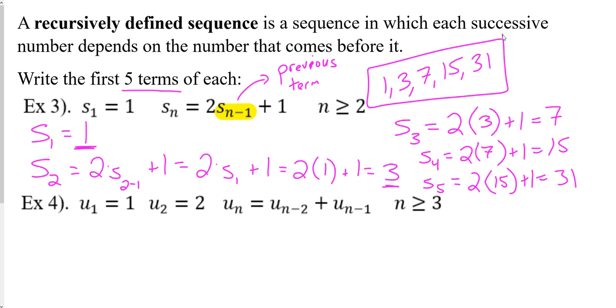Now we're ready to work on example 4. You can see here that I give you the first 2 terms, so I know the first 2 terms, but here we have u sub n minus 1, which is your previous term. So then u sub n minus 2 is the previous term.